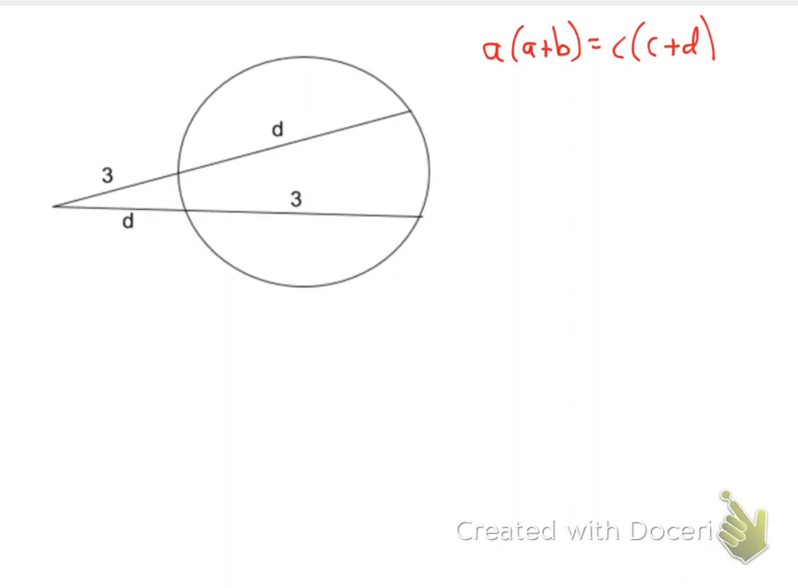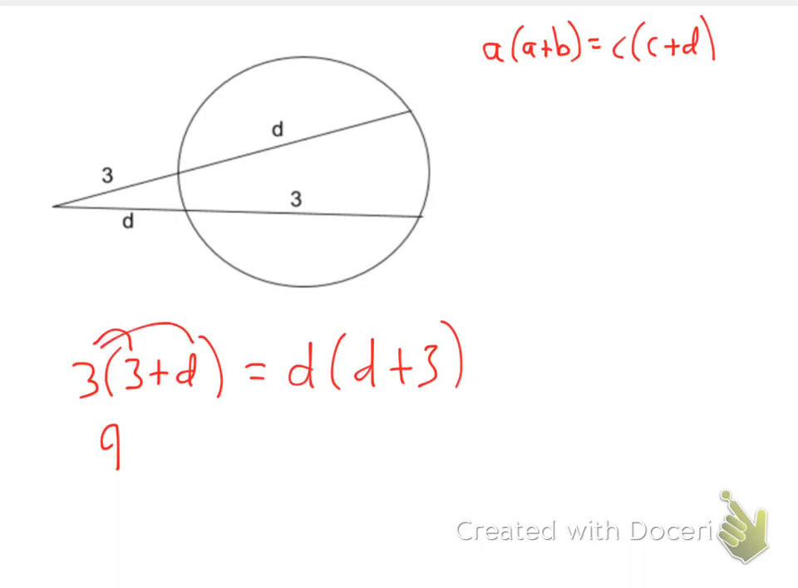So, what's the left side going to look like? 3 times 3 plus D equals 3 times D plus 3. Wow, that was kind of messy. Okay. On each side you're going to distribute. 9 plus 3D equals 3D plus 9.